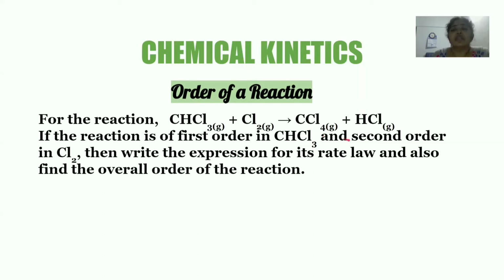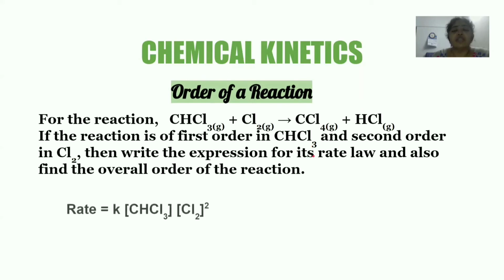And similarly, the next part says it is second order in Cl2. That means the extent to which the rate depends on the concentration of the reactant chlorine is of the second order. That means your concentration term of chlorine should be raised to 2. So very simple and easy to understand. So now write the expression for its rate law. So how will you write the rate law?